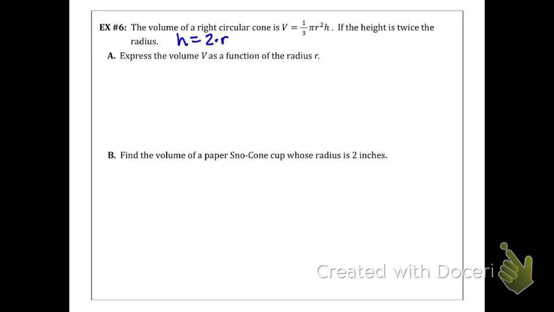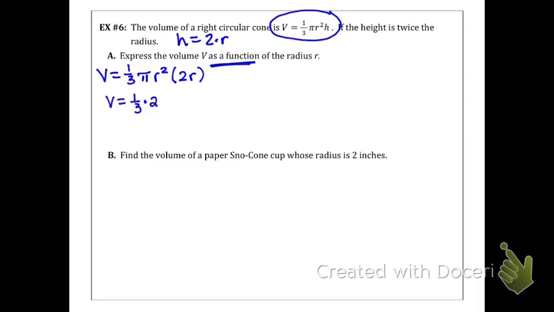Now, A says express the volume as a function of the radius r. So remember, as a function of means the variable is r. So the only variable we want up here is r. So I need to replace h with 2r. So we got V equals 1/3 pi r squared times h, which is 2r. And so when I multiply this out, I get 1/3 times 2 times pi r squared times r. I just group my like things. So V is equal to 2/3 pi r cubed.